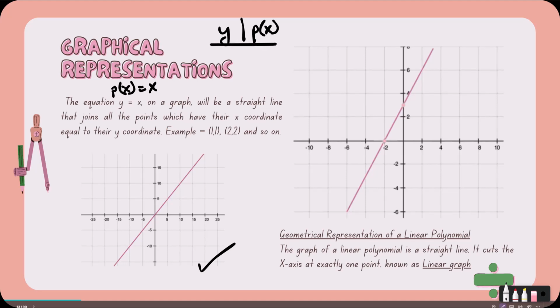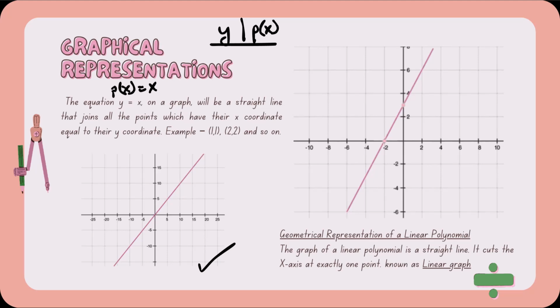So in the graph, the y represents p of x, and x is the different values. When I put x is equal to 1 in this scenario, y will become 1. If I put x is equal to 2, y will become 2, and so on. Like that, with different points you can plot a graph. So it's a linear graph, a straight line. This is the graphical representation of a linear polynomial, as we discussed in the previous topic.